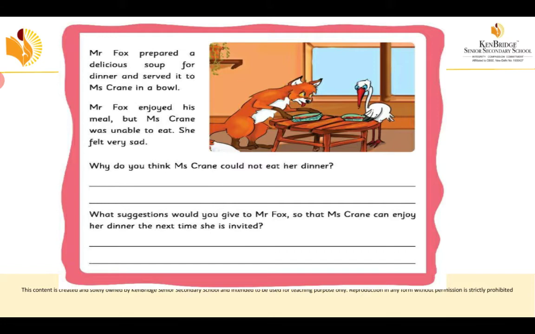The fox enjoyed his meal, but Miss Crane was unable to eat. Why? Why was the crane unable to eat? She felt very sad. So you should think why she can't eat. Why do you think Miss Crane could not eat her dinner?